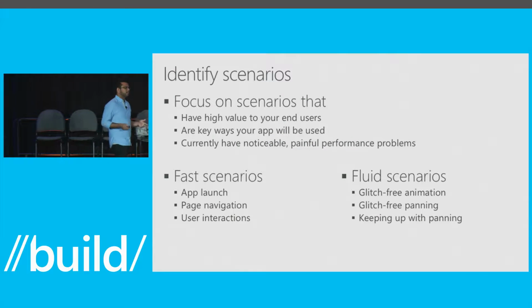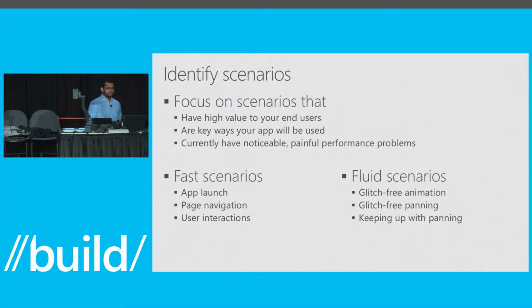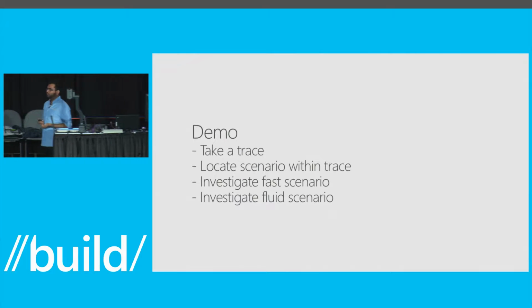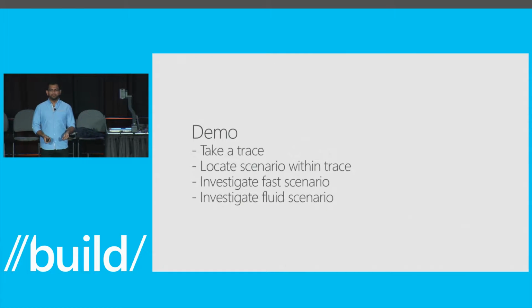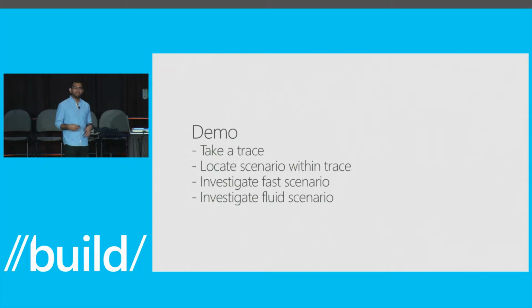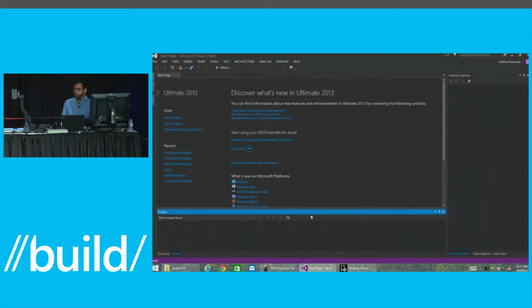All right, now that we've identified our scenarios, and I'll look at a keeping up with panning scenario in the demo in just a moment, the next step is to take a trace and start investigating, right? And so that's what I'm going to do now. I'm going to spend the rest of the time in demos showing you how to take a trace on Windows and Windows Phone, showing you how to locate your scenarios within the trace, and investigating a fast scenario, page navigation, and investigating a fluid scenario, keeping up with panning. So all right, let's get to it.